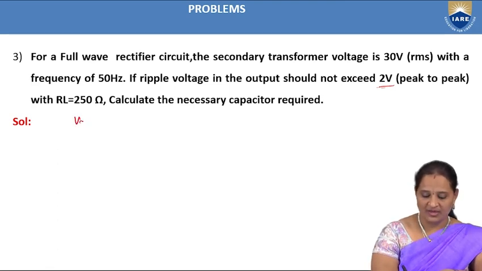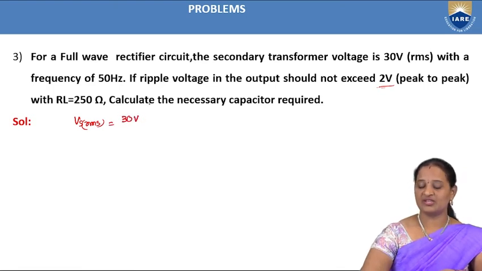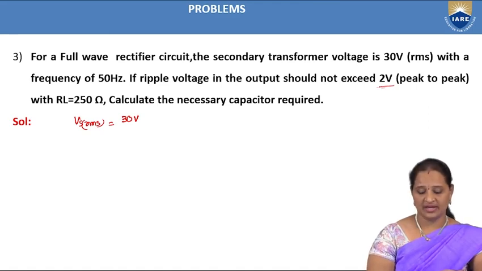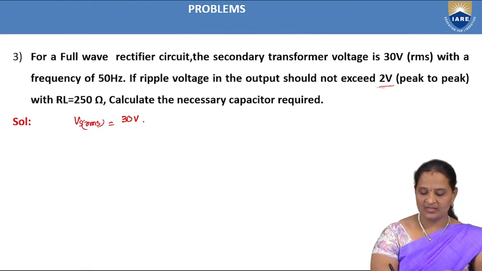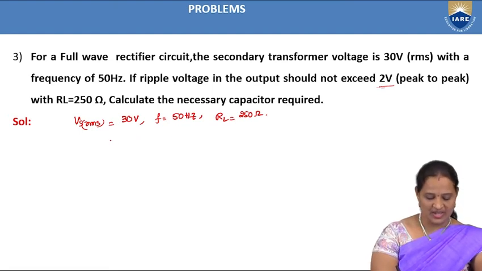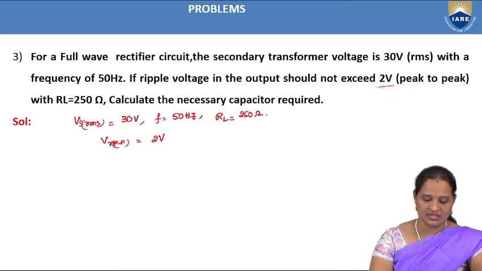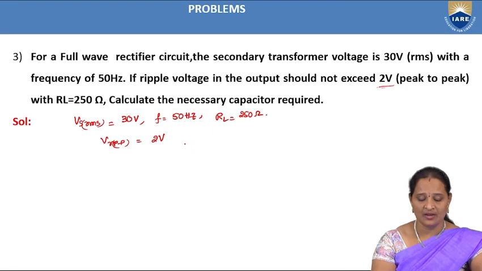So first of all, Vs RMS is given, which is 30 volts. It is mentioned that the secondary transformer voltage is 30 volts, that is the RMS value. And he has mentioned that F is equal to 50 Hertz and RL is given, that is 250 ohms. And he has mentioned that VR peak to peak, that is the ripple voltage peak to peak, is 2 volts. Now he asked us to find the capacitor value such that the ripple voltage peak to peak must not exceed this.